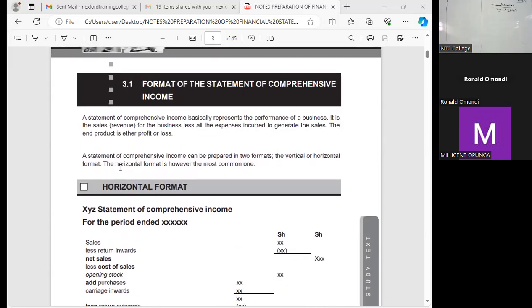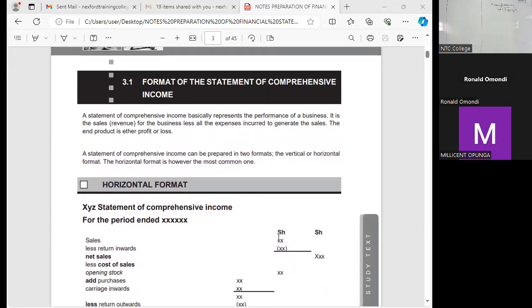You take sales, you put here the amount of sales, then less return inwards. One of you asked about return inwards. Once you get return inwards, you less it from sales. Remember, we said return inwards refers to those sales that we made but have been returned by the customers. Sales less return inwards gives you net sales.